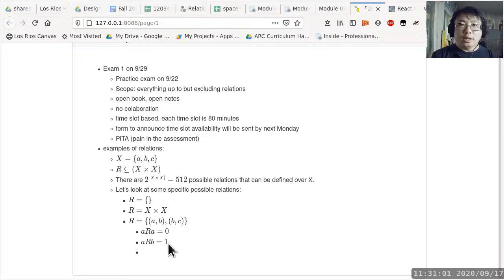Let's reverse this and look at BRA. BRA is false because B does not relate to A. So this is exactly what I was talking about earlier. ARB is true because the two-tuple AB is in the set R, but BRA is false because BA as a two-tuple is absent from R. So it's not bidirectional. Do we have any questions about this whole thing?